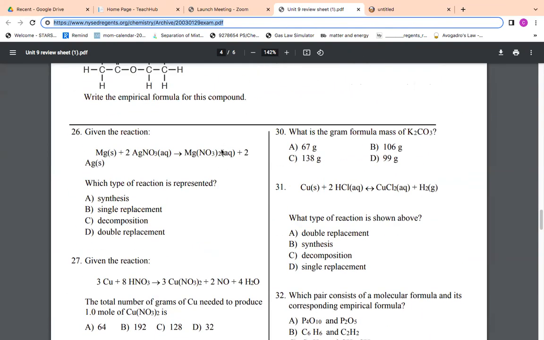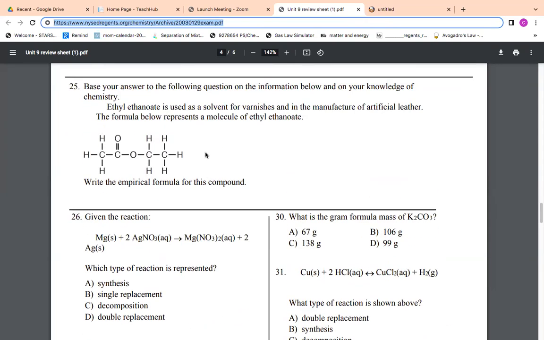All right. Number 30. What is the gram formula mass of potassium carbonate? So again, for this, what you do is you write out all the elements that you see, count how many you have. We've got 2 potassium, we've got only 1 carbon, and 3 oxygens. Then you would go to your reference table, to the periodic table, look up their masses. You'll see that potassium is 39, carbon is 12, and oxygen is 16.